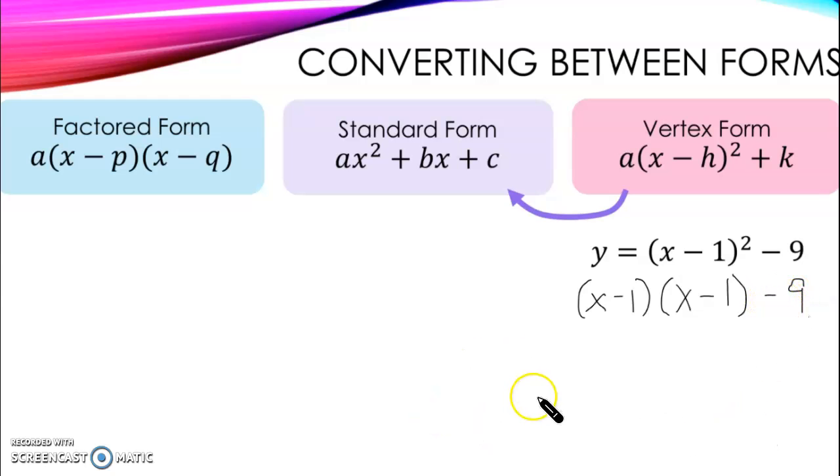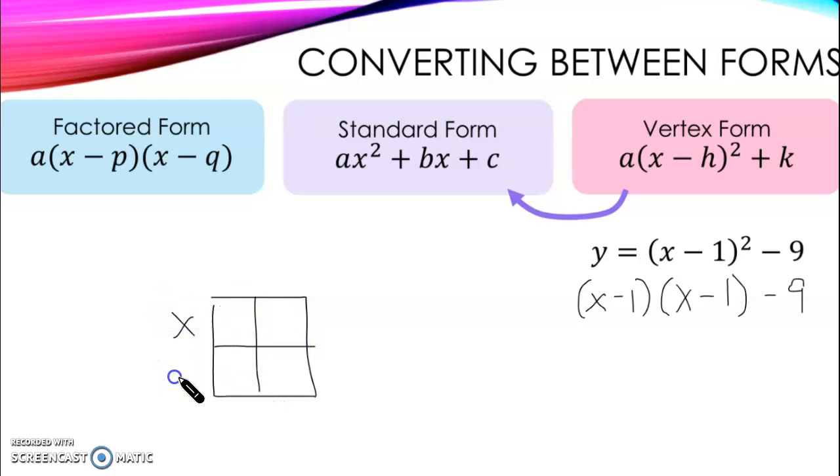So I'm going to go ahead and use the box method to solve x minus 1 times x minus 1. We'll deal with the minus 9 later. So we have x minus 1. I'll make sure I attach that negative to the 1 so I don't lose it. X times x is x squared. X times negative 1 is negative x. Negative 1 times x is negative x. Negative 1 times negative 1 is positive 1.